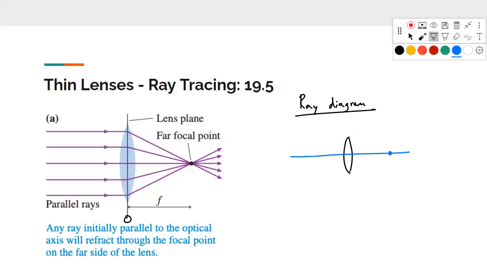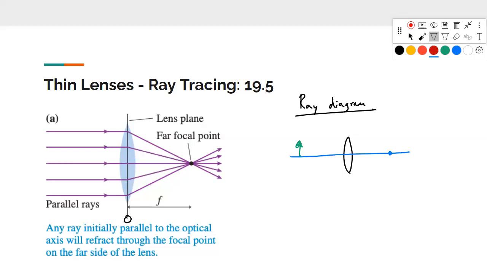And then what we can say is, let's say that we had some object here. We often draw objects as arrows because that way we can tell if they've been flipped upside down or not. If we just draw an object as a stick, then it looks the same upside down and right side up. So we lose a little bit of information.